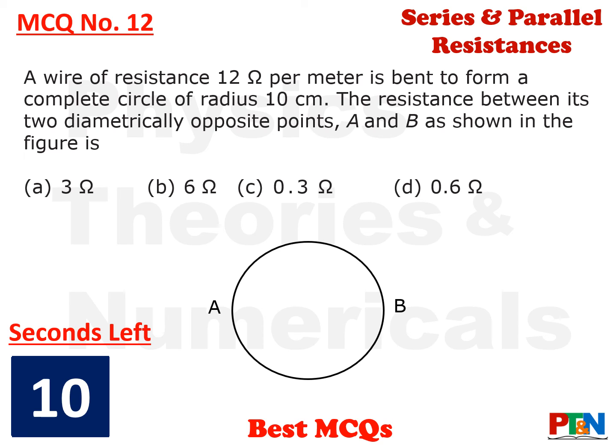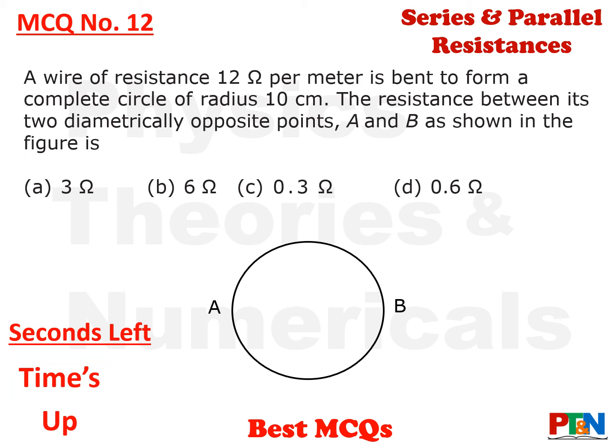Now it has been made a circle. Now you need to find out the resistance between point A and point B. Four options, 10 seconds time for you. Your time starts now. Easy one. Do it carefully. Once you go step by step, you will find things easy.